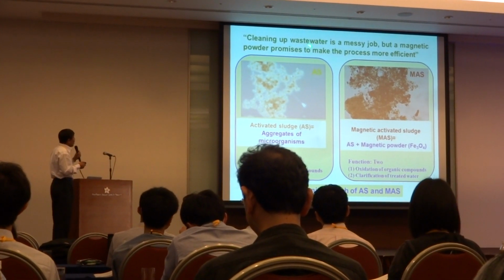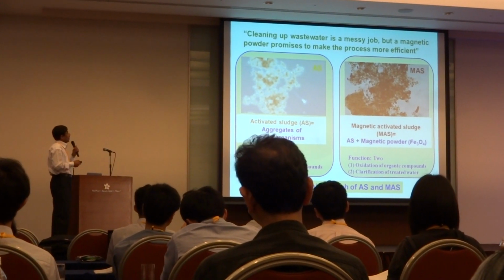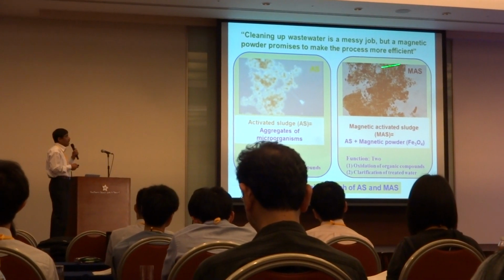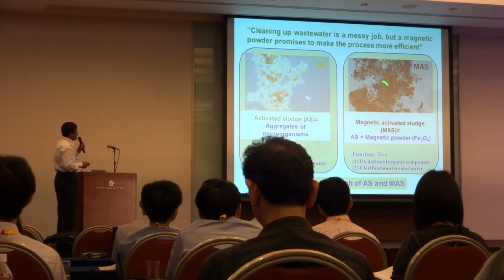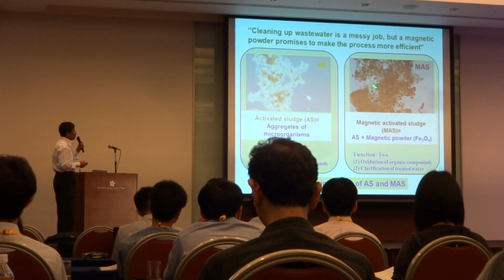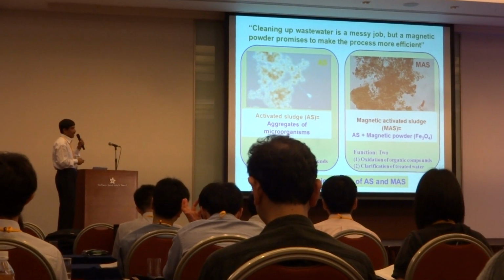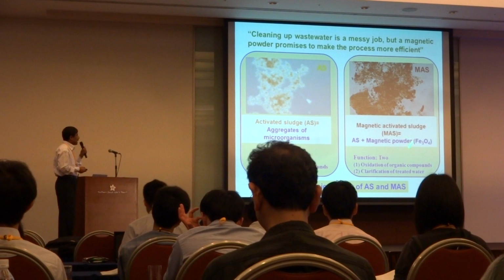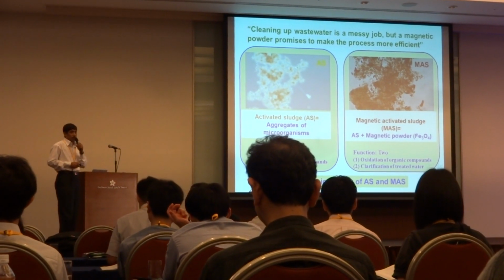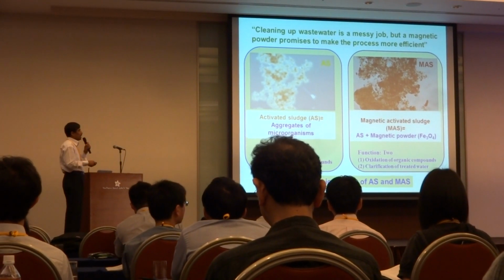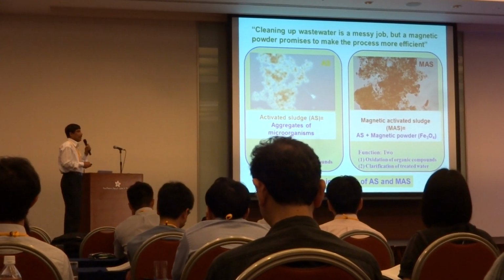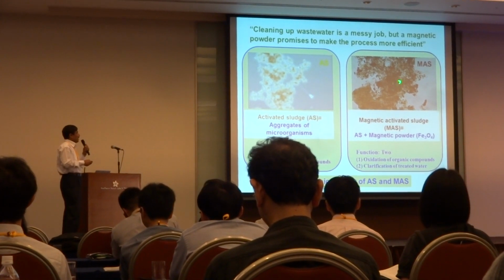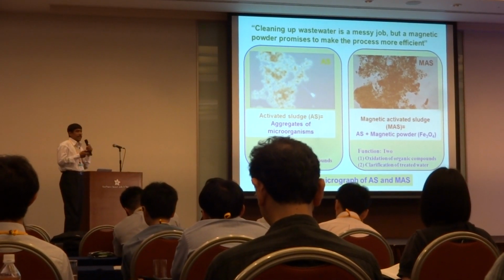So cleaning of wastewater is a messy job, but magnetic powder promises to make the process more efficient. So this is the right hand side. It is the modification of this activated sludge process. Activated sludge is simply modified with magnetic powder, that is, we call iron powder. Why are we using this? Because we need magnetic separation of this sludge. By using this magnetic powder, the magnet can grab this sludge.